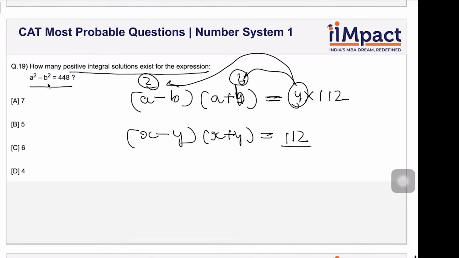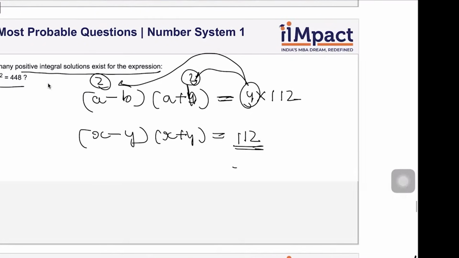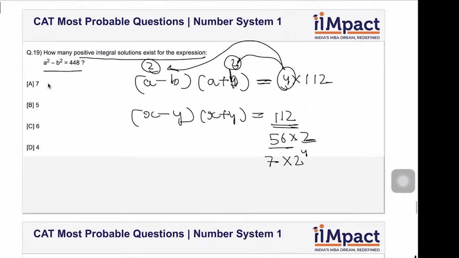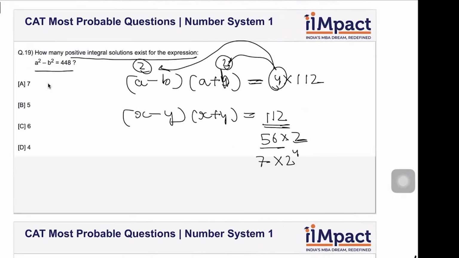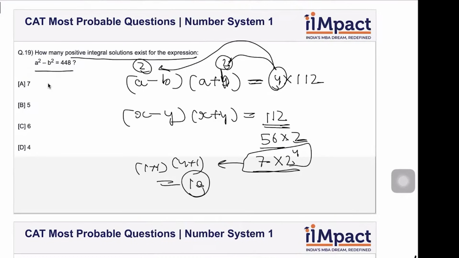So now I can break this down as 56 into 2. 56 is 7 into 8, which is 2 cube, and I already have this. So 7 into 2 to the power 4, which means the number of factors here will be 1 plus 1 into 4 plus 1, which is 10. So I can have 10 factors, which means I can write it as a product of two numbers in 10 by 2, that is 5 ways. So answer for question number 19 will be option B.